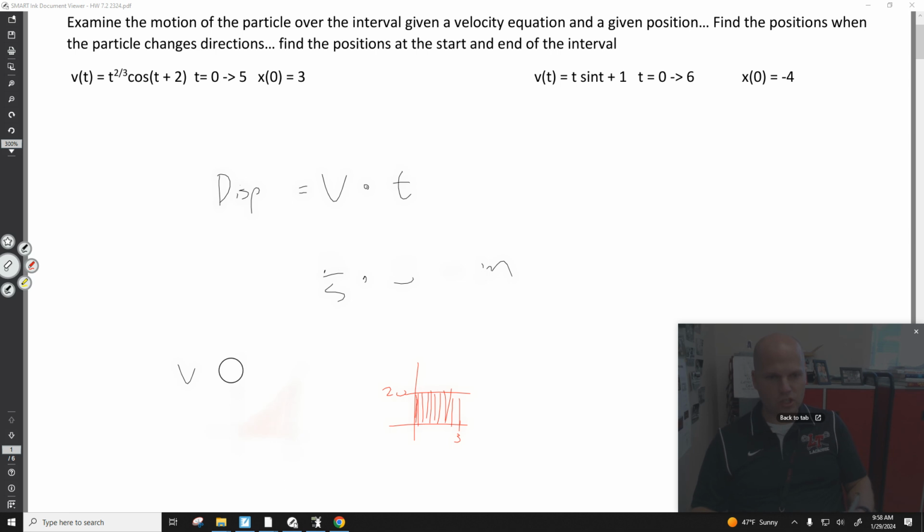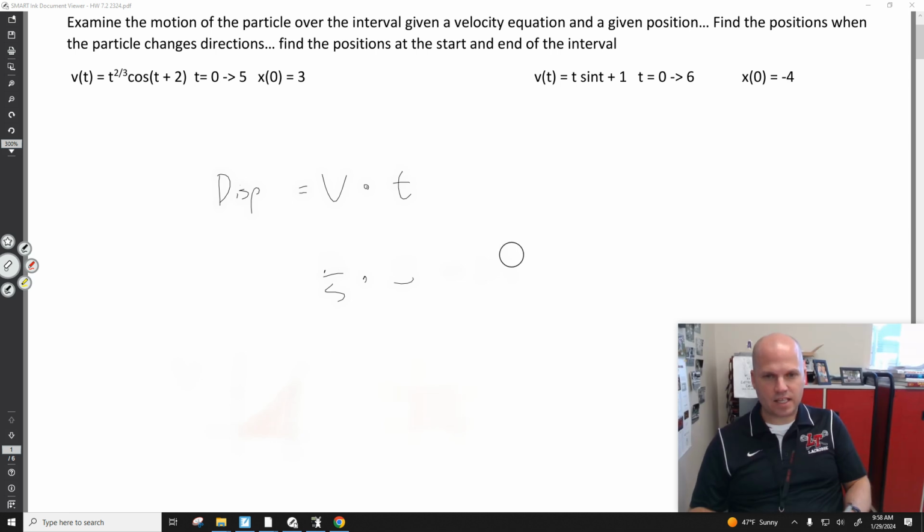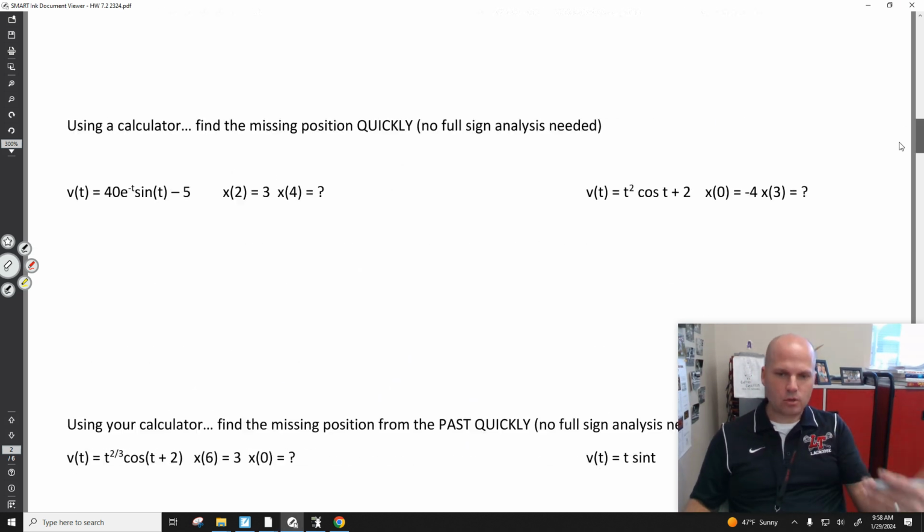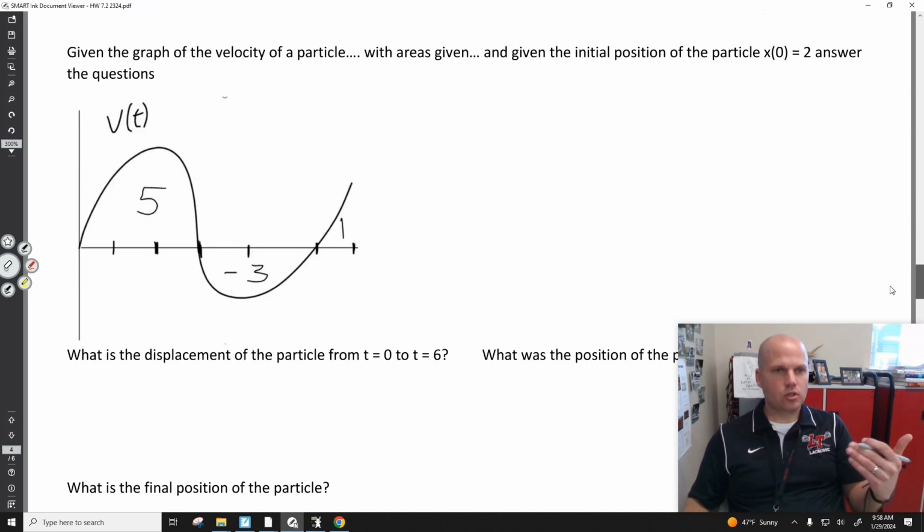Now I'm going to start on the graph ones because I think it's easiest to understand the sign analysis that we've been doing and how we are adding a new layer to things, okay? So I'm going to start with this one.